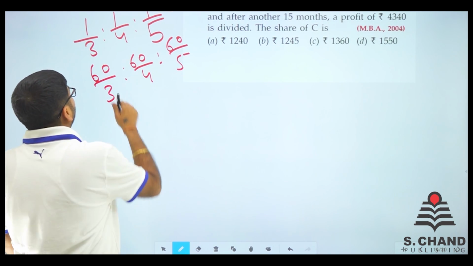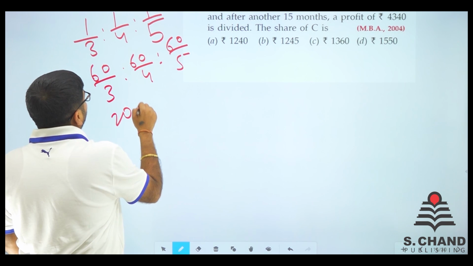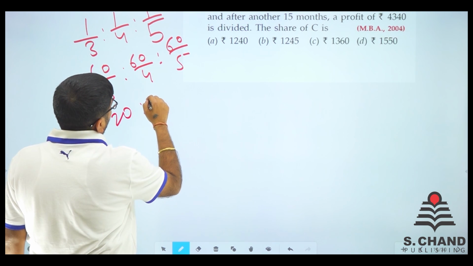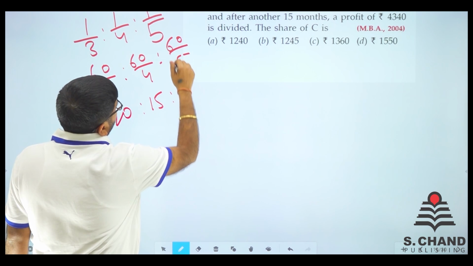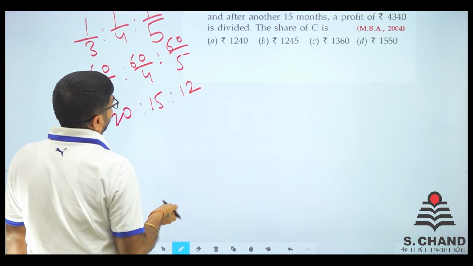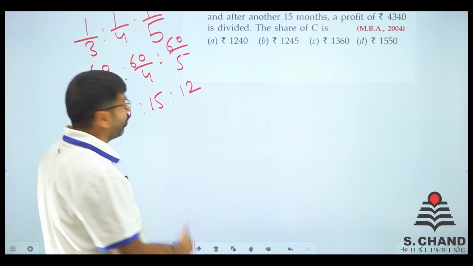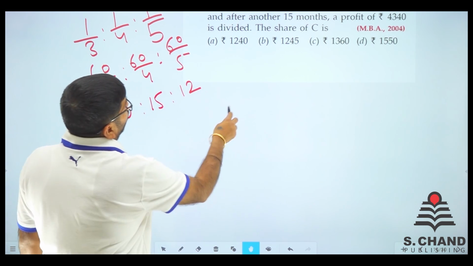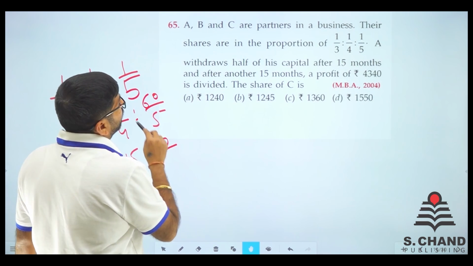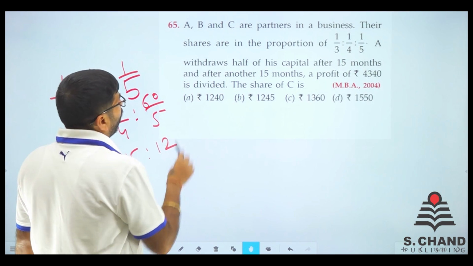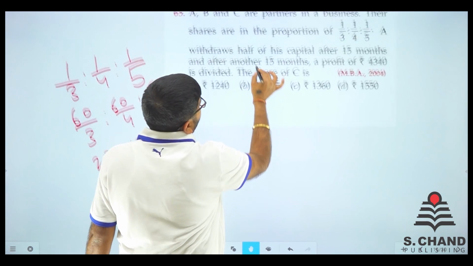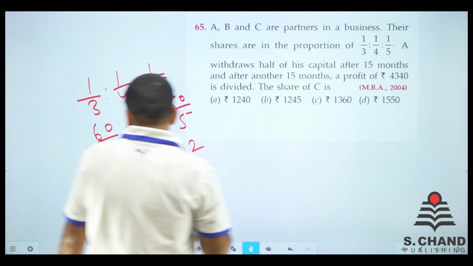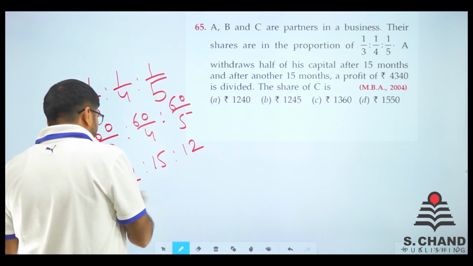60 by 3 is 20. 60 by 4 is 15. And 60 by 5 is 12. That won't be cancelled any further, right? Now, this is the ratio of the money they get. Now, half of his capital was removed. So, 20 is the share, right?